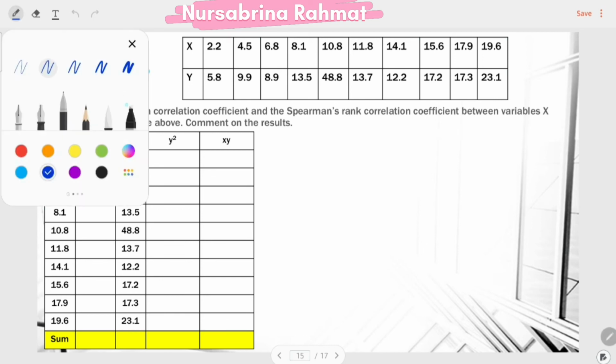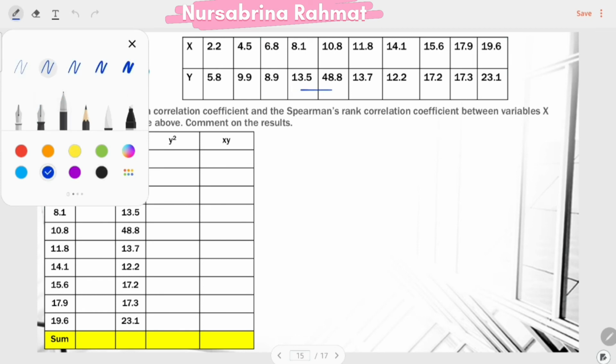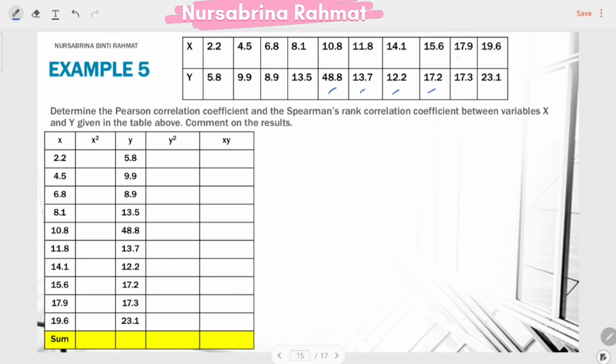For example, as you can see, we have y to be 5.8, 9.9, 8.9, 13.5, 48.8, 13.7, 12.2, 17.2, 17.3, 23.1. All the values of y lie below 23.1, except for this one, which is 48.8. So this value is far away from the range of y that we have here, so we can consider it an outlier. And how are we going to find out if this y set has an outlier? If the value of r that we get for the Pearson correlation coefficient is way too different from Spearman's rank correlation. If there is no outlier, the data is just fine, and the values of the Pearson correlation coefficient and Spearman's rank correlation coefficient will be about the same.